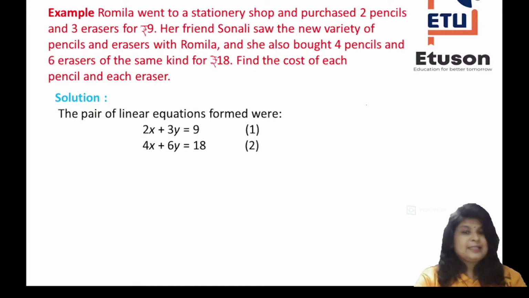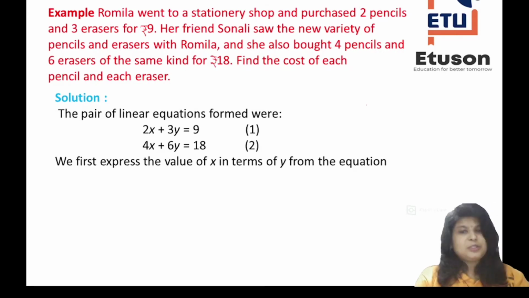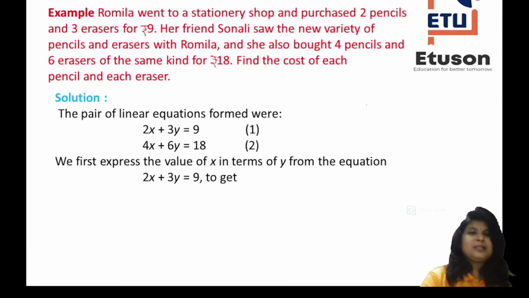So what is the next step? Now you are going to find one variable in terms of the other variable. So we will express the value of x in terms of y. For that we consider equation 1, that is 2x plus 3y is equal to 9. So from this, 2x will be equal to 9 minus 3y, hence x will be equal to 9 minus 3y divided by 2. Correct or not?